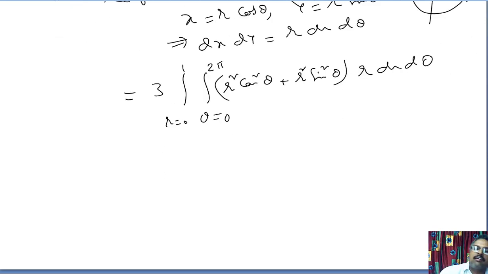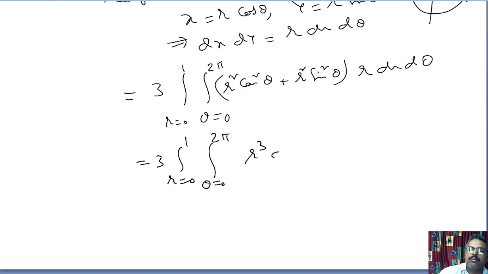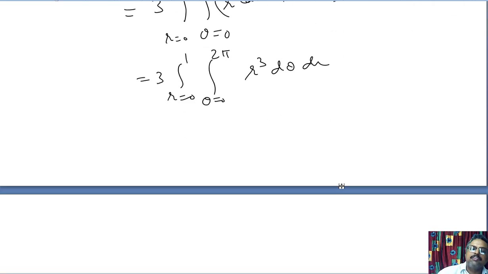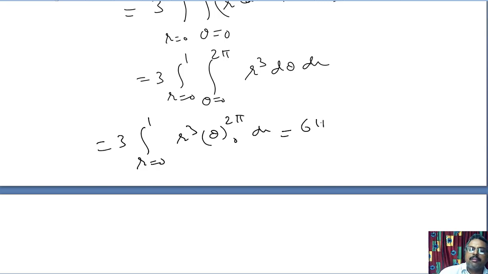Now r squared is the common term in these two: r squared cos squared theta plus r squared sin squared theta, and cos squared theta plus sin squared theta is 1. r goes from 0 to 1, theta from 0 to 2 pi. Here we have r squared into r, which is r cubed, d theta dr. First integrate with respect to theta, then with respect to r from 0 to 1. The integral of d theta is theta from 0 to 2 pi, dr.